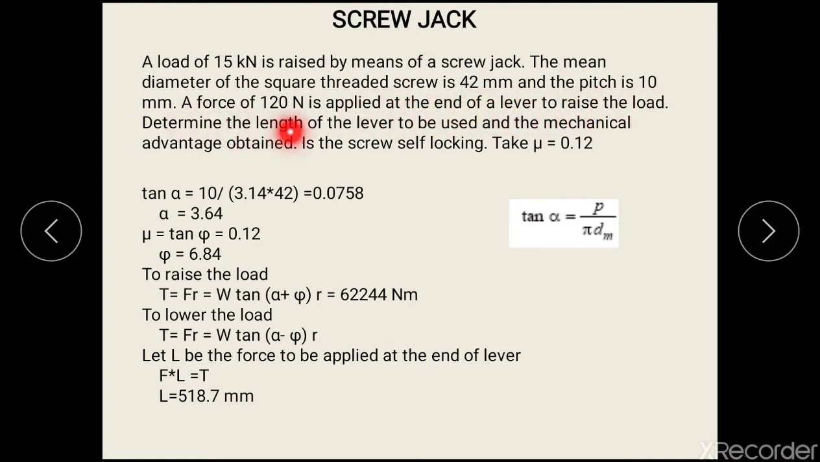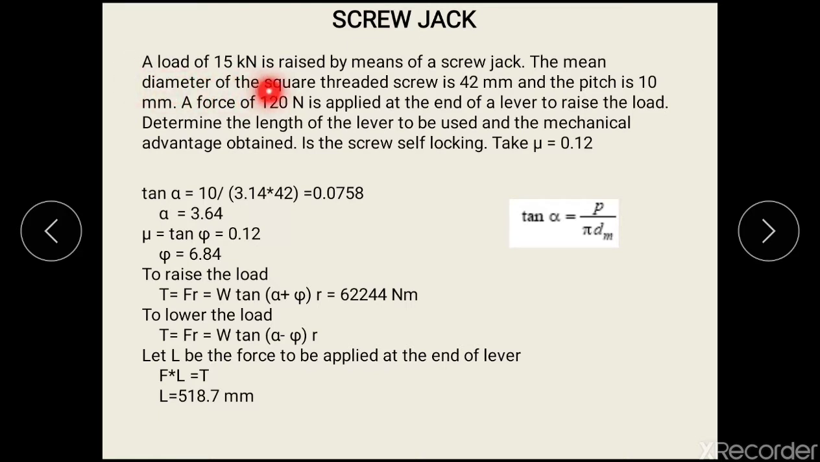The force of 120 Newton is applied at the end of the lever to raise the load. Determine the length of the lever to be used and the mechanical advantage obtained. Is the screw self-locking? Take mu equal to 0.12. Before going to discuss the sum, we need to explain every individual specification.